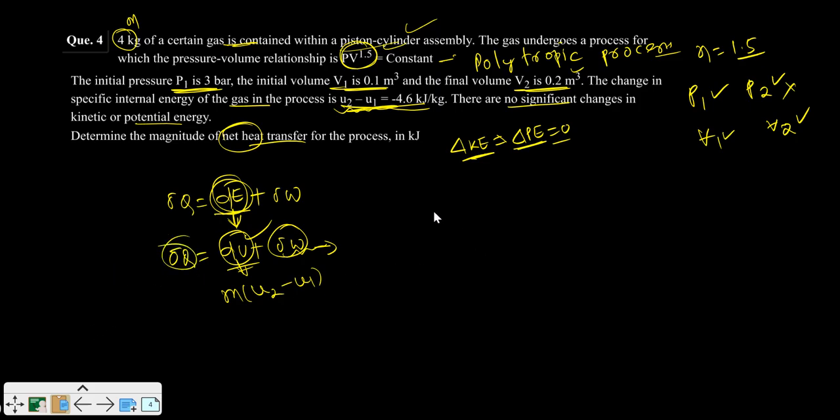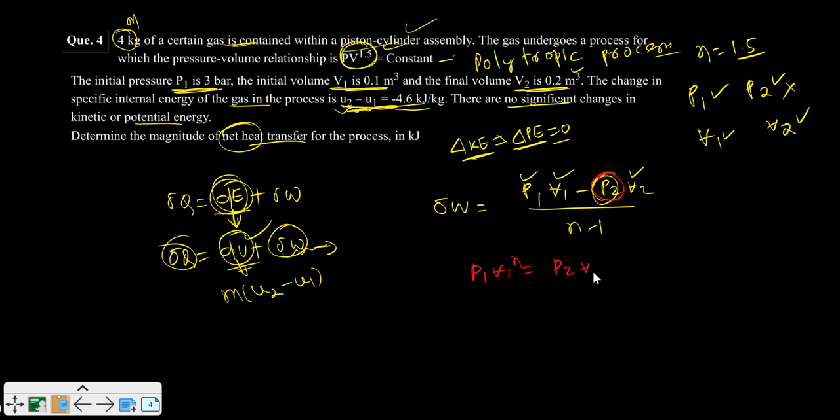So now let us try to find out the value of del W, and for a polytropic process we know this is P1 V1 minus P2 V2 divided by n minus 1, right? But here P1 V1 is given, no issue. V2 is also given, no issue. But P2 is not known to us, right? So let us try to find out this value of P2. We know P1 V1 to the power n equal to P2 V2 to the power n. So here P2 can be found out as P1 multiplied by V1 by V2 to the power n, right?